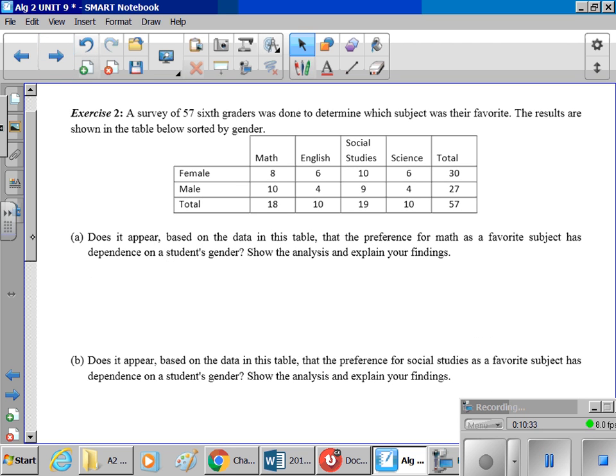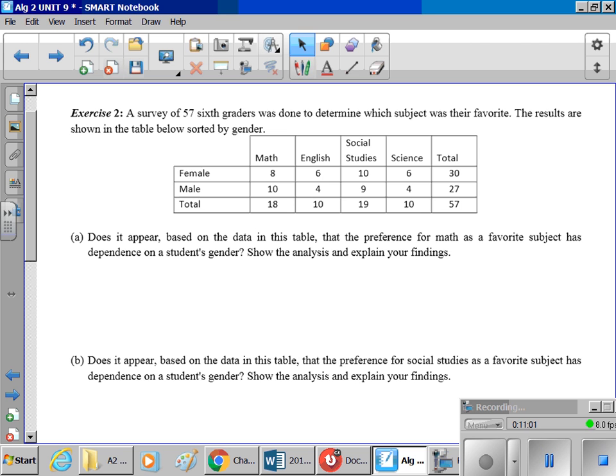A survey of 57 sixth graders was done to determine which subject was their favorite. The results are shown in the table below, sorted by gender. So this is what they call a two-way table again. All right? So, does it appear, based on the data of this table, that the preference for math as a favorite subject has dependence on a student's gender?